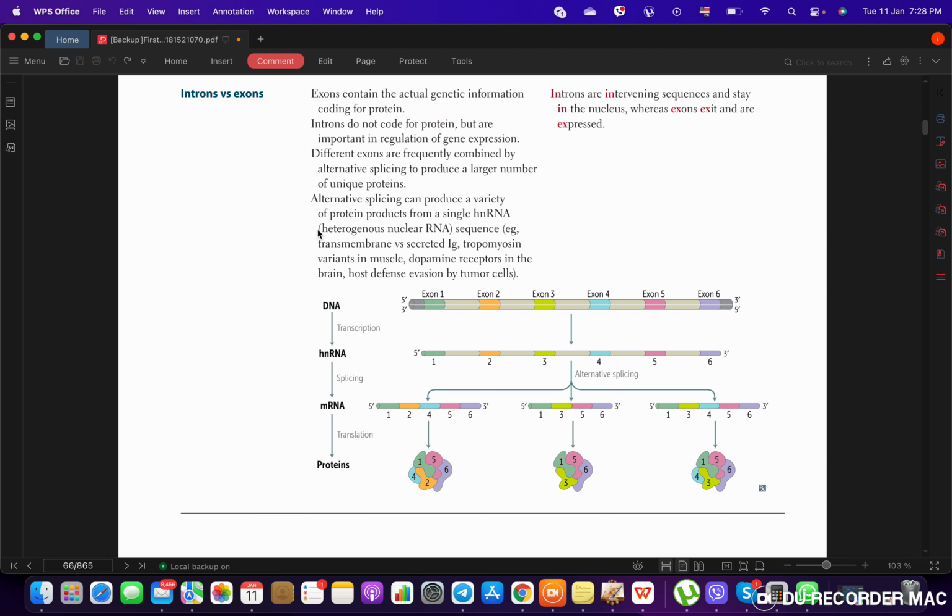We have different types of strobomycin inside the 4 muscles. Dopamine receptors in the brain. We have the D1, D2. Host defense evasion by tumor cells.